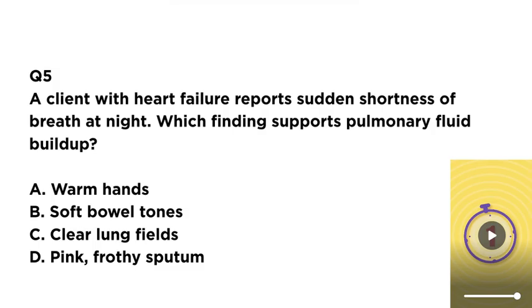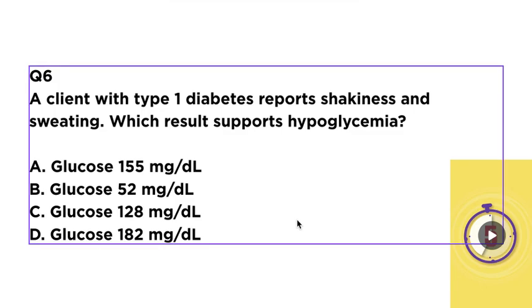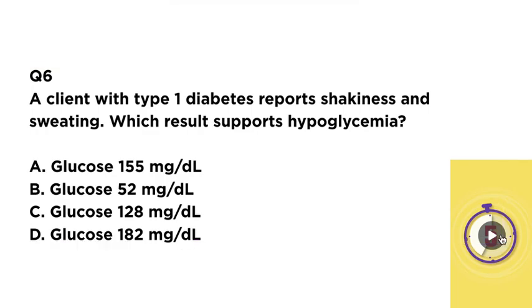Okay, question number 6. A client with type 1 diabetes reports shakiness and sweating. Which result supports hypoglycemia? 10 seconds. Okay, so 10 seconds is up. The correct answer is letter B.